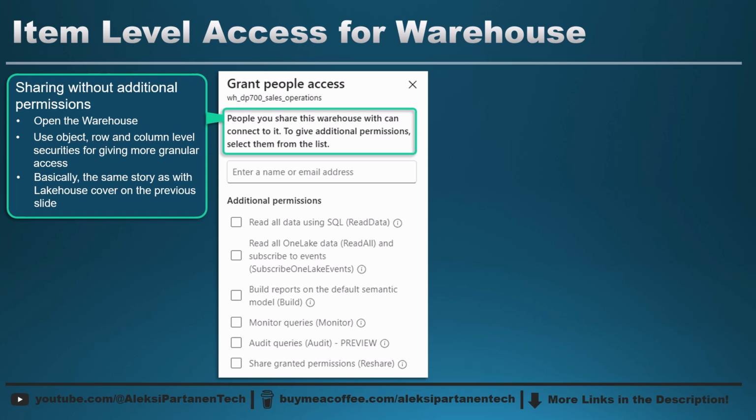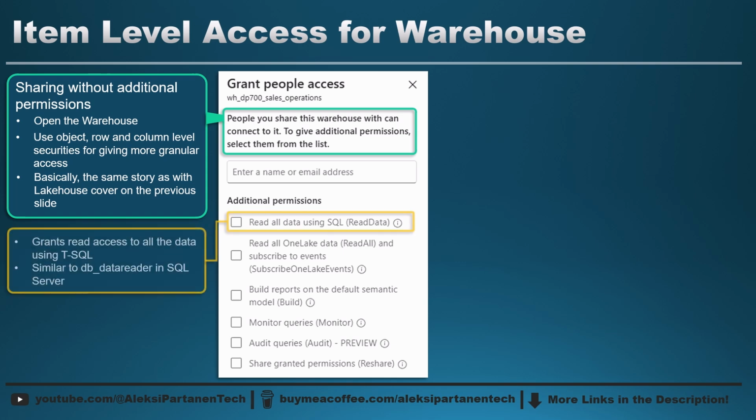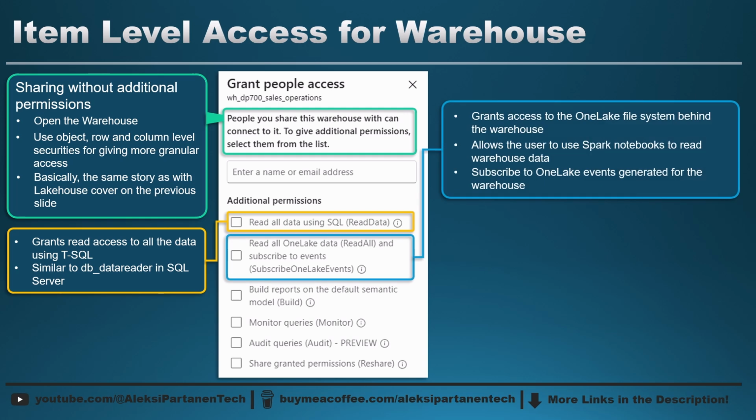Now let's take a look at the additional permissions available when sharing a warehouse. First, we have read all using SQL. This gives the person read access to all the data in the warehouse using T-SQL. Next, we have read all OneLake data and subscribe to events. This grants access to the OneLake file system that sits behind the warehouse. It also allows the person to use Spark notebooks to read warehouse data and subscribe to OneLake events that are generated for that warehouse. This is similar to Spark access in lakehouse permissions. Although the data structure and use cases are a bit different, the logic is still the same.